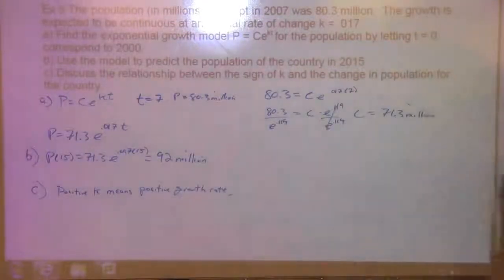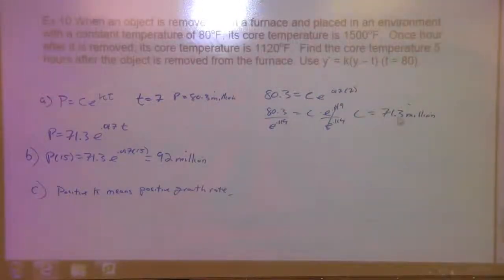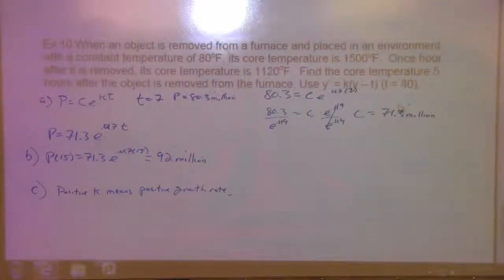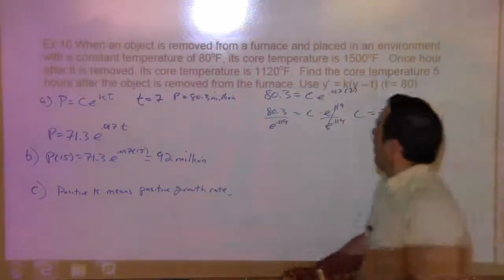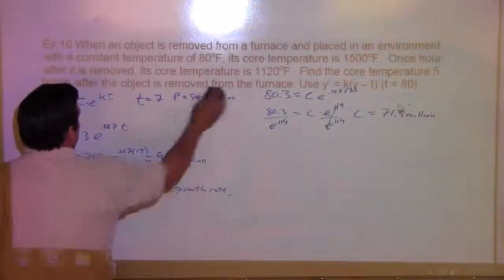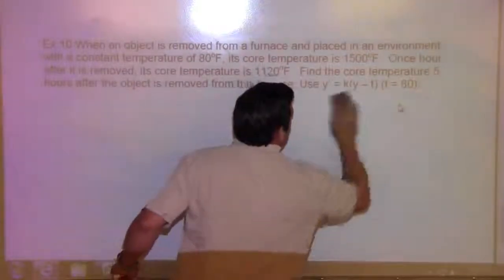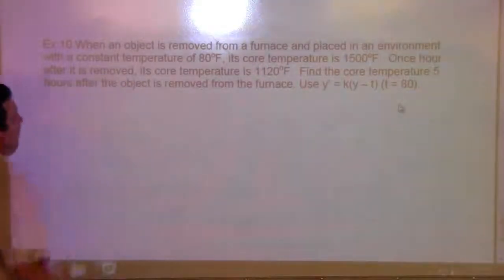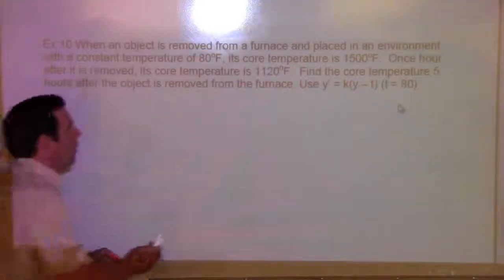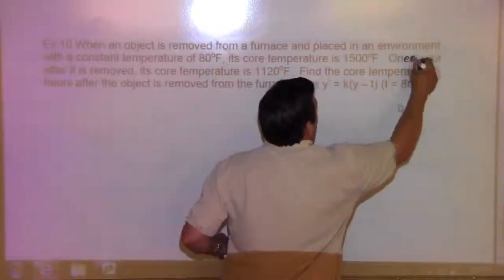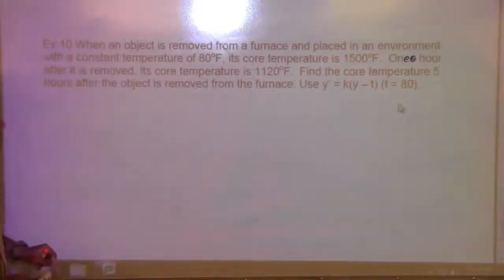Okay, and one last example from this section, so pause it if you need to pause that. When an object is moved from a furnace and placed in an environment with a constant temperature of 80 degrees Fahrenheit, its core temperature is 1500 degrees Fahrenheit at that instant. One hour after it's removed, its core temperature is 1120. Find the core temperature 5 hours after the object is removed from the furnace.